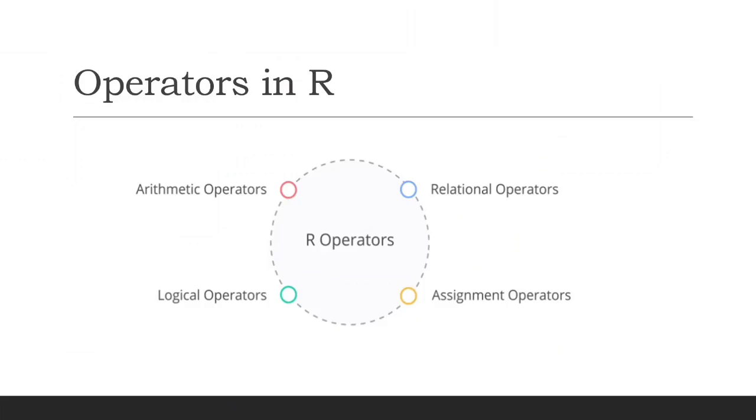Hello students. In this video we will learn what are the different operators available in R. There are four types of operator in R: arithmetic operator, relational operator, logical operator, assignment operator.